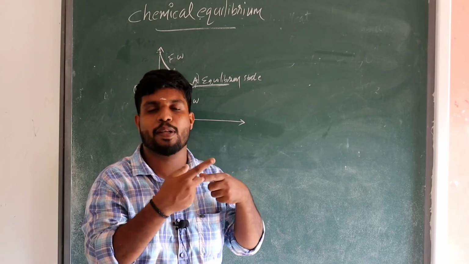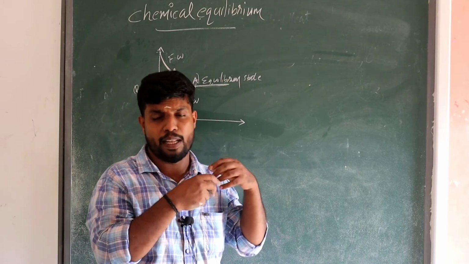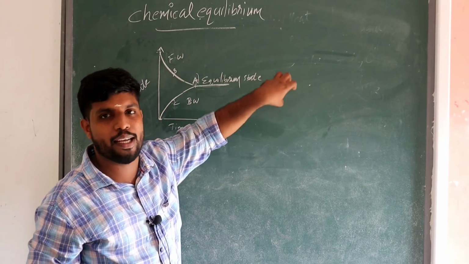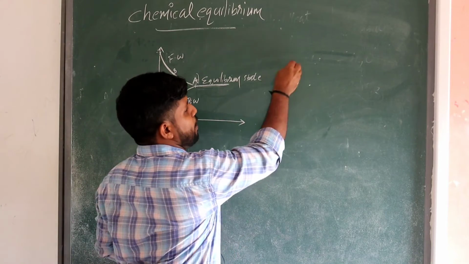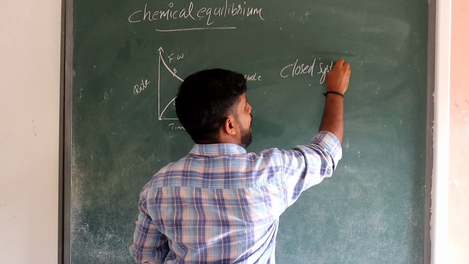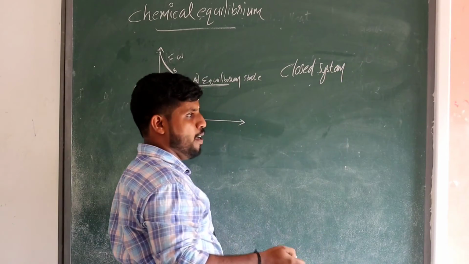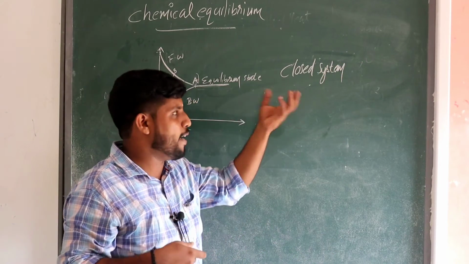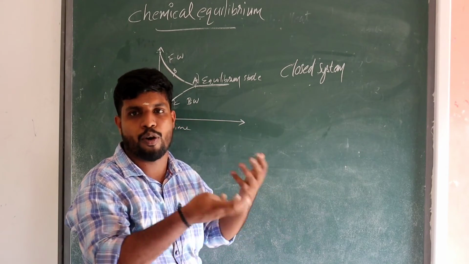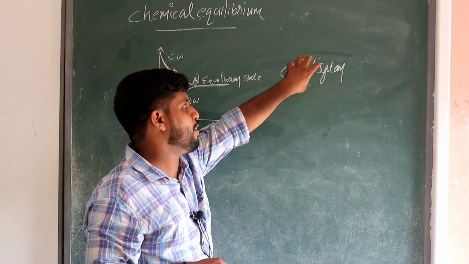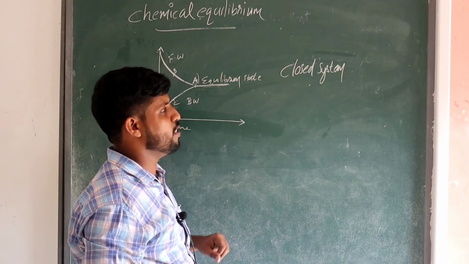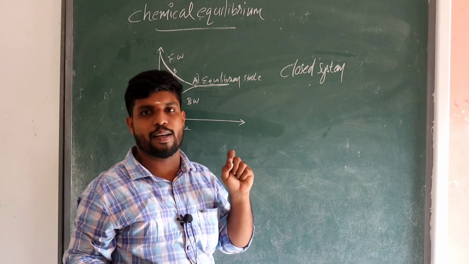Both reactions take place at the same speed, meaning the forward reaction and backward reaction both take place. This is possible only in the case of what? A closed system. A closed system means we are not adding any substance into it. When starting the reaction, we do not add any substances and do not remove anything. That type of system is known as a closed system. In a closed system, the reversible reaction is possible.